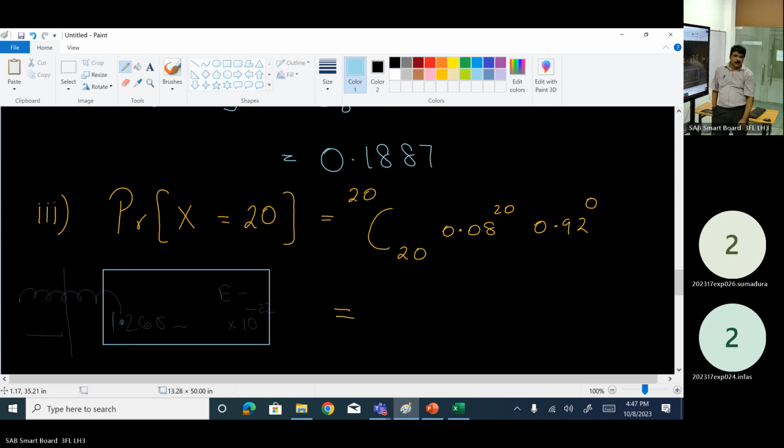So the answer is... Look at those carefully. It can't come as 1 point something. It's a probability. The maximum you can have is one. Not beyond that.